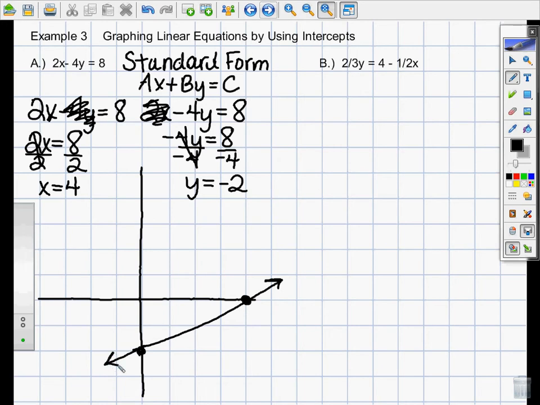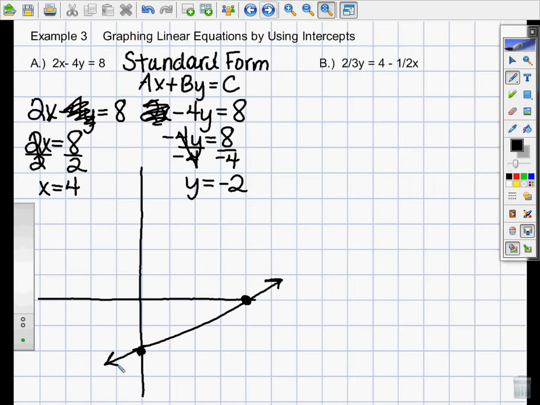And there you go. That is the graph for 2x minus 4y equals 8. Now, if you have any questions about that, rewind this video and watch it again. Let's move on to letter B.